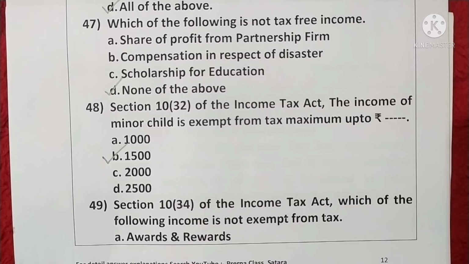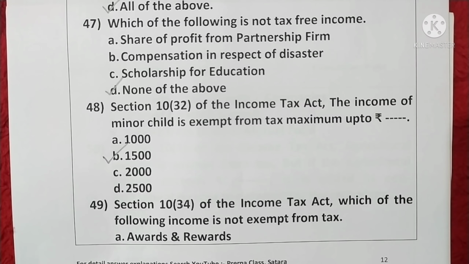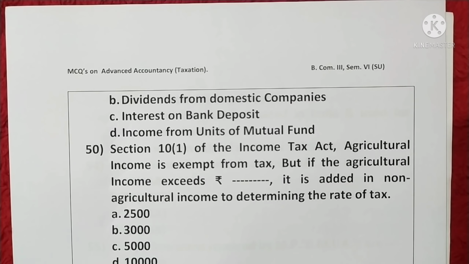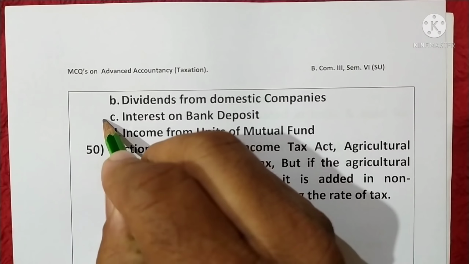Question 49. Section 10(34) of the Income Tax Act, which of the following income is not exempt from tax? Options are given: award and reward, dividend from domestic companies, interest on bank deposit, income from units of mutual fund. Here, interest on bank deposit is an income which is not tax-free, which is not exempt from tax. Therefore, option C is correct one.